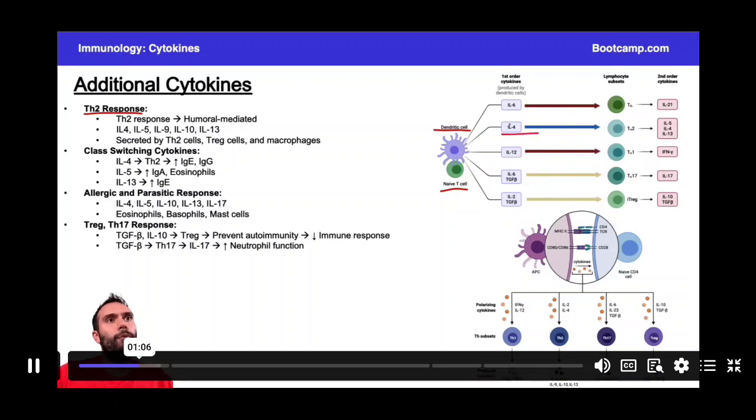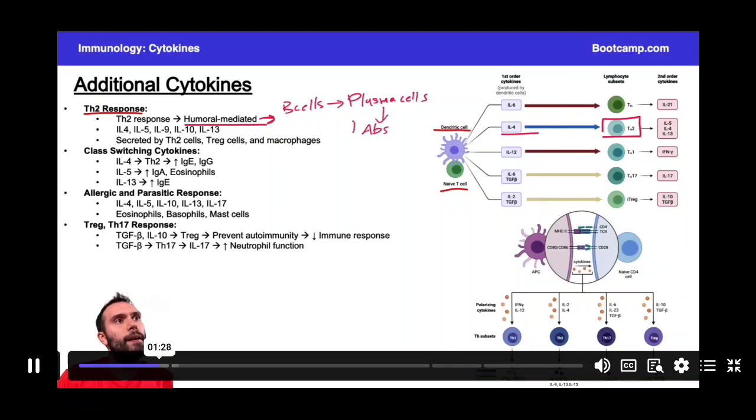Now, if we look at interleukin 4 here, this is going to take us down the pathway of the T helper 2 pathway. Okay, and again, this is humoral mediated. When we say humoral mediated, what are we talking about? We're talking about primarily B cells, okay, and more specifically, we're talking about plasma cells. And remember what I said about plasma cells. Plasma cells are essentially like antibody factories. So high levels of antibodies is going to be pretty much associated with this humoral immunity.